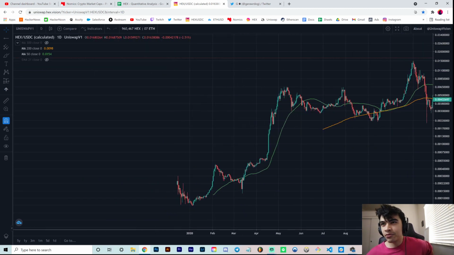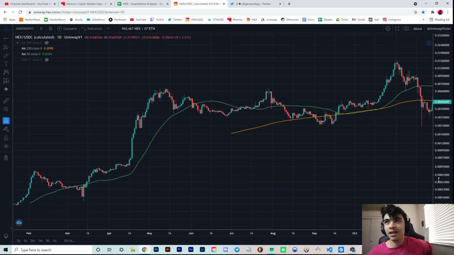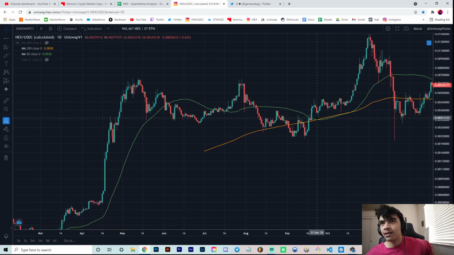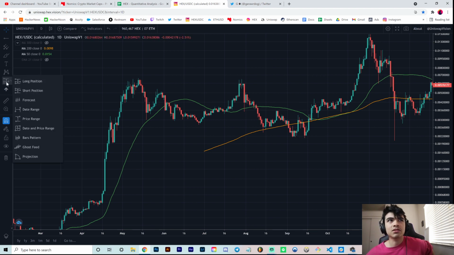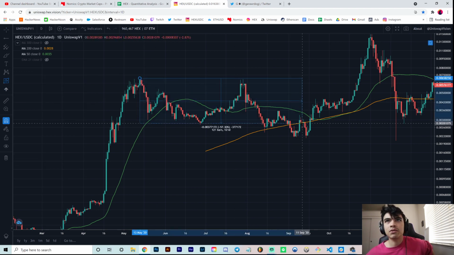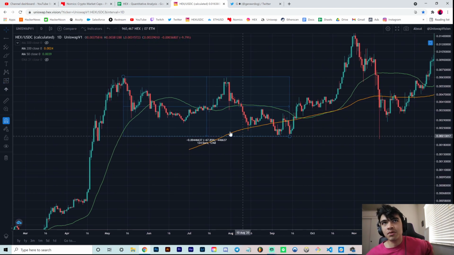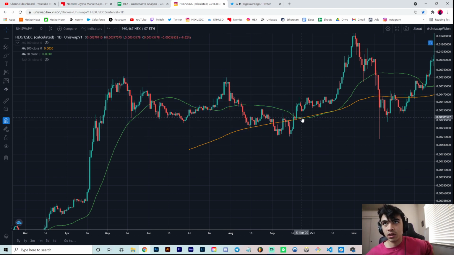Have we ever had a death cross in HEX? Yeah, we had it once, just once, back here on the 23rd of September, after this drawdown over the course of months. Let's take a look at this real quick. Date and price range: how much did we fall from here to here? About a 67, almost 68% dip. So our 50-day moving average was moving down, our 200-day was moving up, and they had this death cross right here on September 22nd, 23rd.